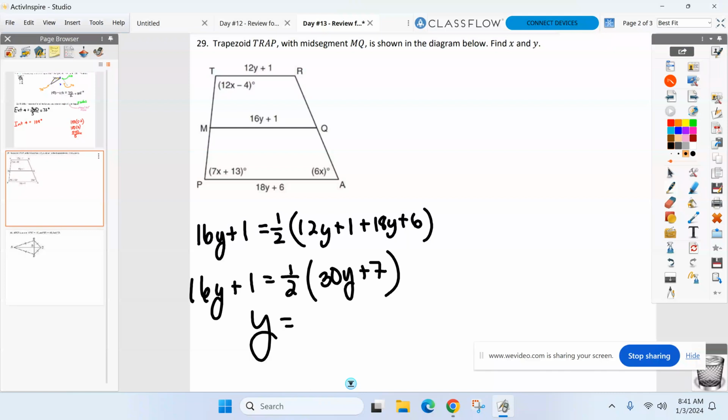Two and a half. Looking good. 2.5. Let me know any issues getting the 2.5 before we find x. All right, you ready for x?